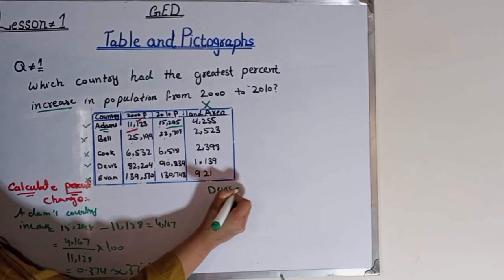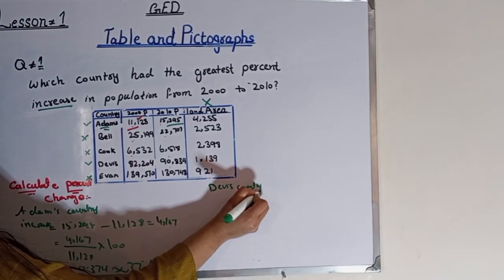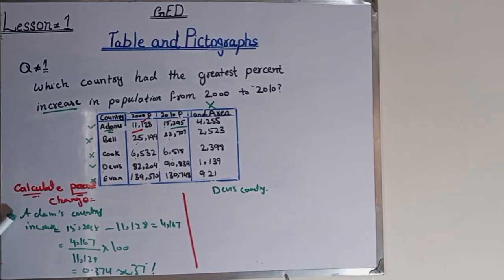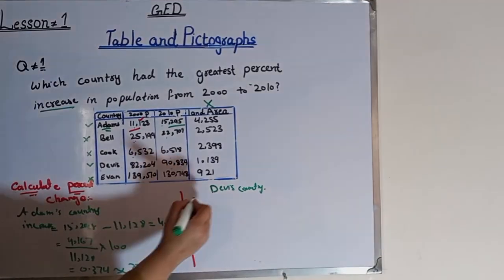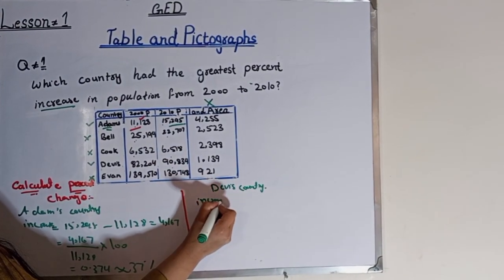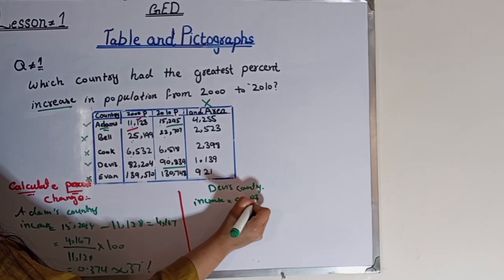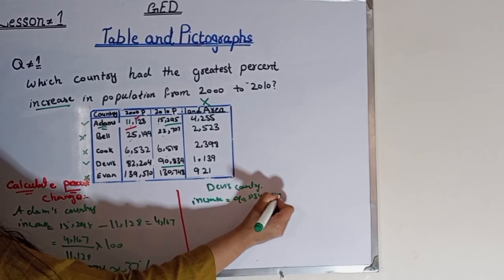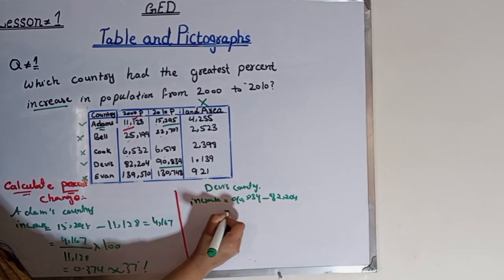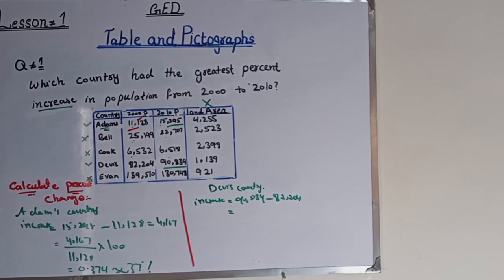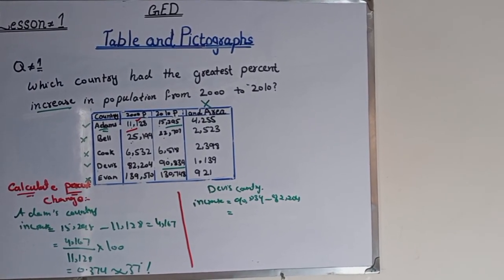Davis county increase 90,834 minus 82,204. So when I subtract this, my value is 8,630.